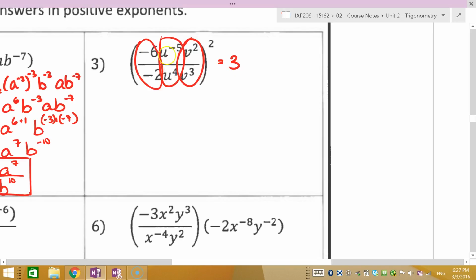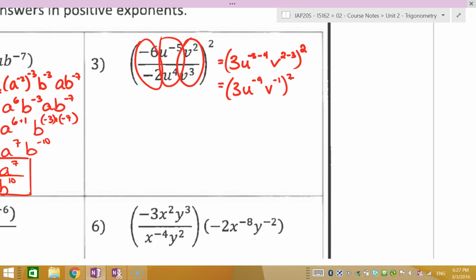And I'm actually going to just have this as one single line. Collecting like terms, this is a quotient again. I'm dividing, so it'll be u to the negative 5 minus your denominator exponent. So in this case, minus 4. And v, it'll be 2 minus 3, because 3 is the exponent in the denominator. All of this is squared. I'm going to simplify it. 3u to the power of negative 9v to the negative 1 squared. Now at this point, you can deal with those negatives if you want, or you can hold off until the very end and take the reciprocal of them then.